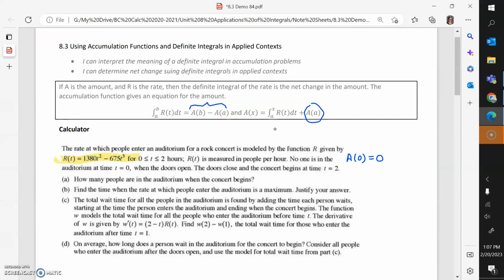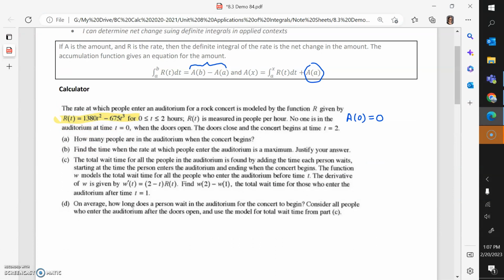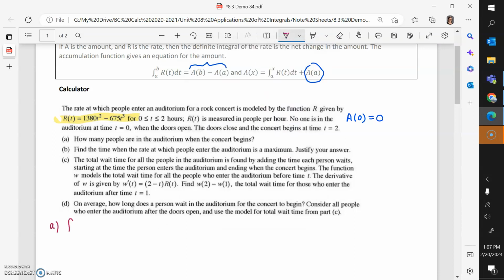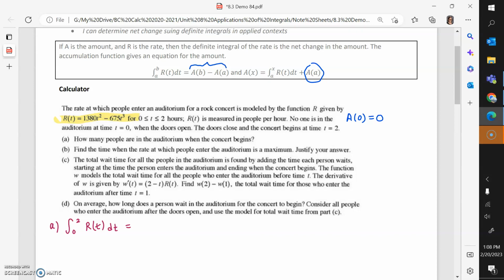The first question says, how many people are in the auditorium when the concert begins? The math we're going to do, and what you should write down for part A, is the integral from 0 to 2 of r of t dt. We're looking for the net change in amount, and we have a rate function, and we just care how many are in the auditorium when the concert begins. So we should think about that initial value, but it was 0 for this case, so we don't need to worry about it for this one.